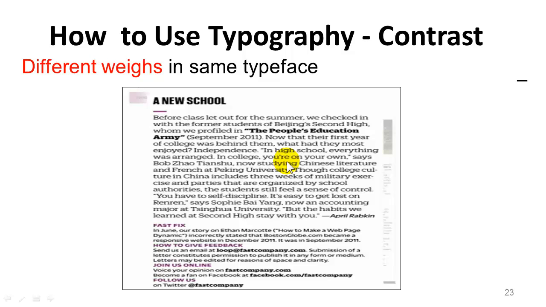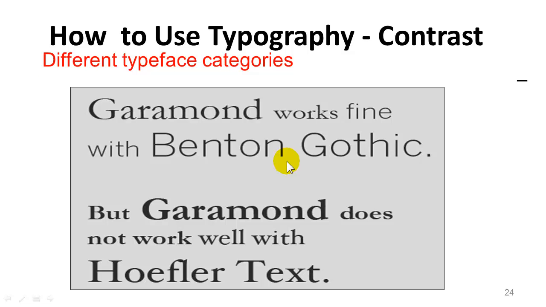Here's different weights in the same typeface. Here again, bringing attention, cueing in the user, and building a hierarchy of importance. Here we see an example of contrast using different typeface categories. Now this is where you need to be a little bit careful. Here we have Garmin working fine with this typeface. Notice that this is definitely sans serif and this is serif. And here we have two typefaces that don't work well together because they're both serif. Generally, opposites work well.